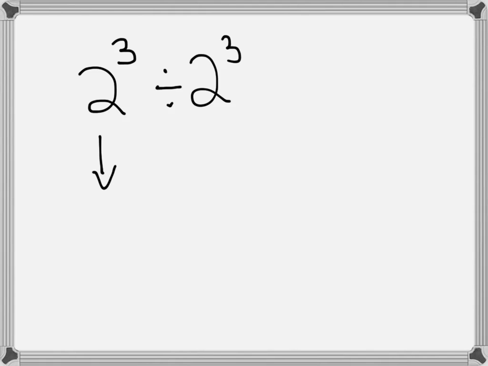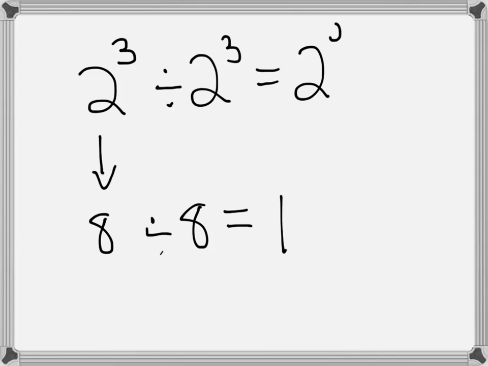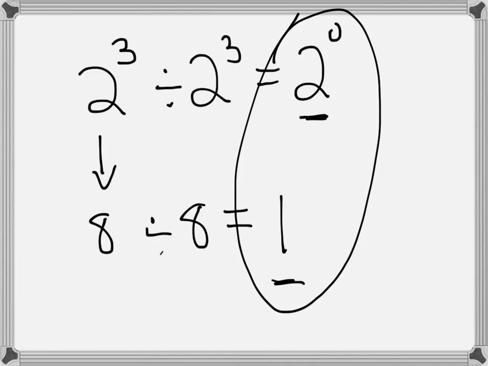Let's sort of try that again. If we have 2 to the power of 3 divided by 2 to the power of 3, 2 to the power of 3 is equal to 8 in standard form. That's simply 8 divided by 8, which is equal to 1. 2 to the power of 3 divided by 2 to the power of 3, you subtract the exponents, you have 2 to the power of 0. 2 to the power of 0 is exponential form, 1 is standard form. These two are equal answers. From this we can actually prove that any number to the power of 0 is always equal to 1.